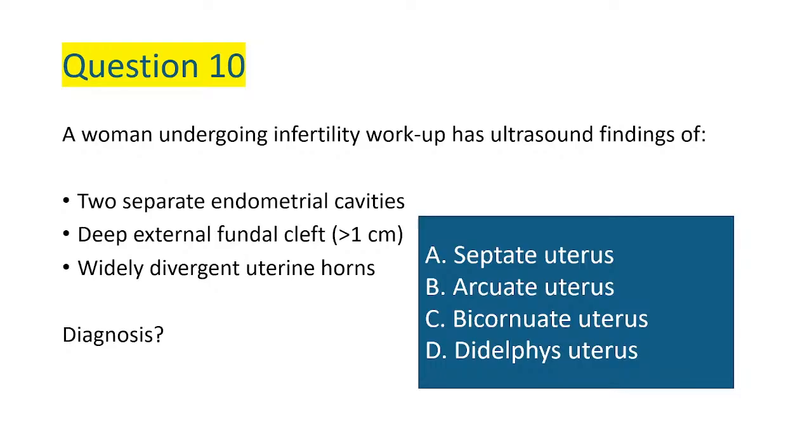Question number 10, our last question. A woman undergoing infertility workup has ultrasound findings of two separate endometrial cavities, with a cleft present above, and widely divergent horns. What is the most likely diagnosis? A. Septate uterus. B. Come up with a diagnosis.